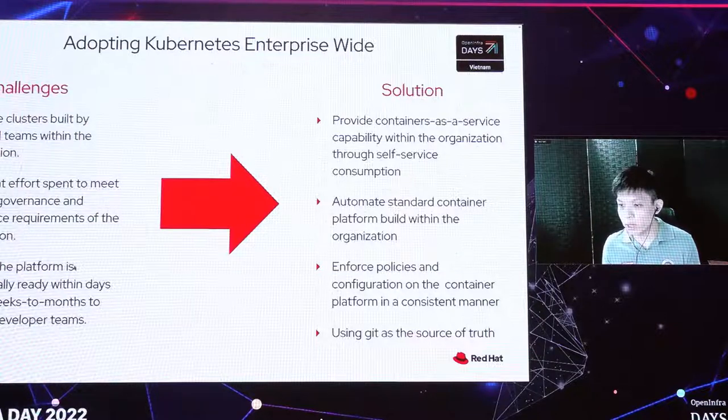And how do you ensure everything is done quickly, because you need high velocity for developers to be able to do things in a very fast fashion. How we look at it is having the ability to provide container-as-a-service capabilities. You're able to automate a standard container platform built within the organization. If you are running your own container platforms, how do you make sure that everything is working the way you want it to? Being able to enforce policies and configurations, and using Git as a source of truth, will help to address the challenges that we are seeing for some of the teams we have been talking to.